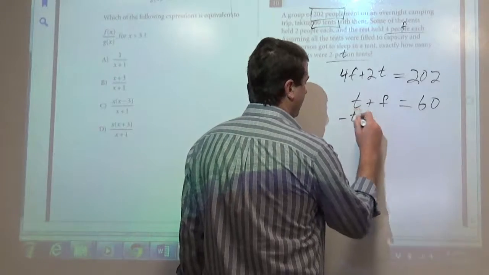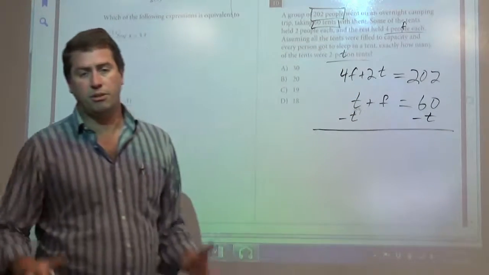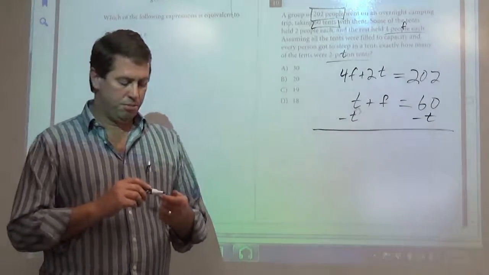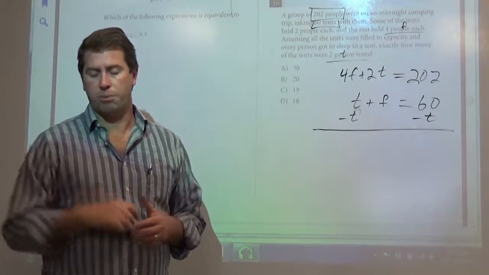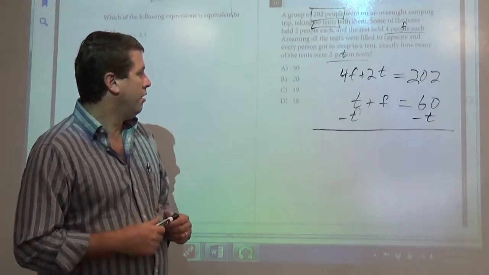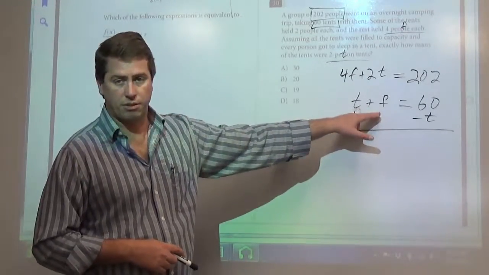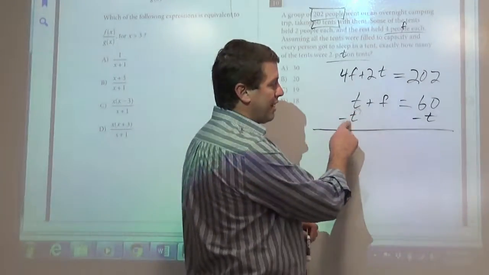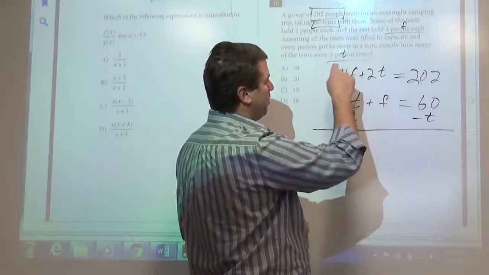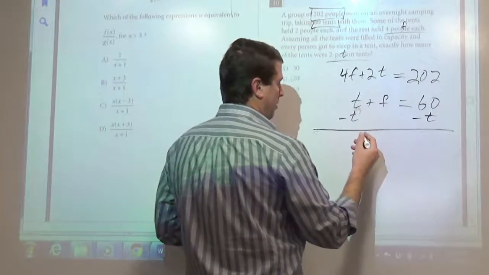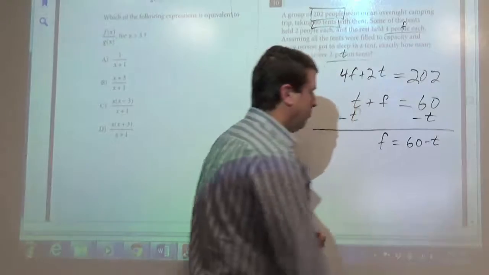So I'll subtract T and subtract T. We're going to do substitution. You could do elimination also. Both of those, if you need to get more practice, you can look in other parts of our website for that. I'm going to do substitution. So I want to get F by itself. The reason I'm subtracting T is so that I end up with T, so I don't have to solve both, I just solve for T. So I get F equals 60 minus T.